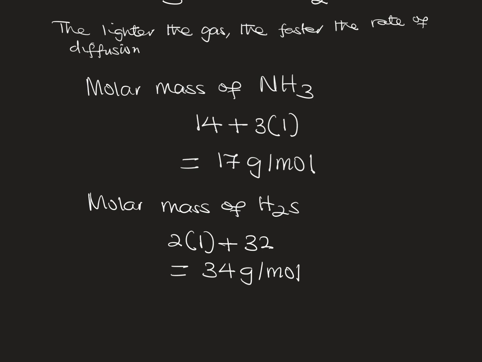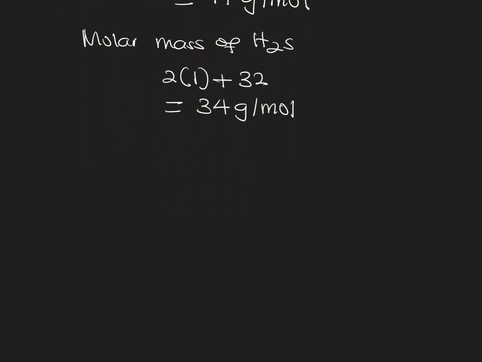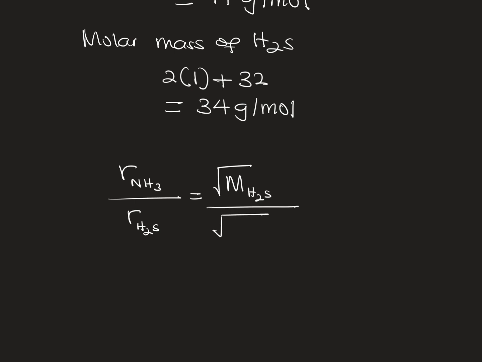All right. So let's try to determine how many times ammonia is faster than hydrogen sulfide. So according to Graham's law of diffusion, the rate of diffusion of a gas is inversely proportional to the square root of its molar mass. So if we're talking about the rate of diffusion of ammonia gas compared to the rate of diffusion of hydrogen sulfide gas, that will be equal to the square root of the molar mass of hydrogen sulfide gas all over the square root of the molar mass of ammonia gas.